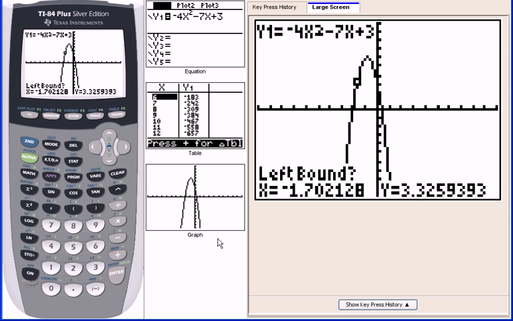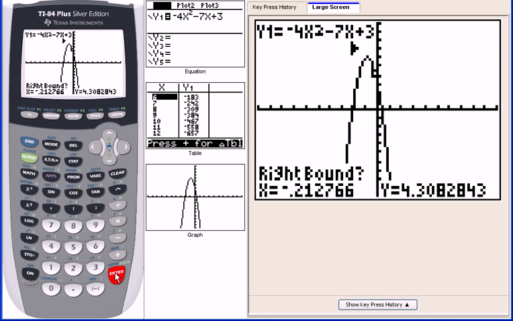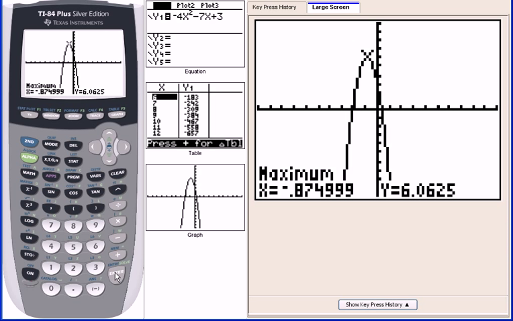So once I'm left of that, I can hit the enter button. Now it's going to ask for a right bound, so we need to go to the right of it. And we're going to choose any point that's to the right. Now you can either choose up here, you can choose down here, anywhere that's to the right of this. Hit enter again, and for guess, just hit enter, and this will give you a relative maximum. So you have a relative max at the point x equals negative 0.874999, y is equal to 6.06.